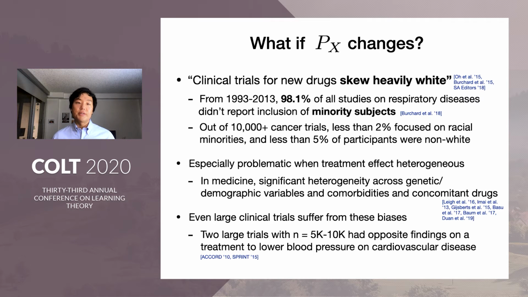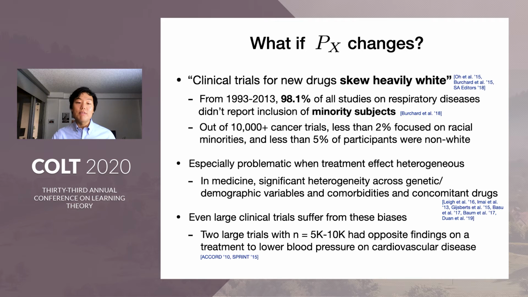Another really serious issue is that the data collection process is often extremely biased, and minorities are really not represented in typical studies. For example, from 1993 to 2013, 98% of all studies in respiratory diseases didn't report any inclusion of minority subjects. And this is despite the fact that Blacks are more likely to suffer from these diseases. And out of more than 10,000 cancer trials that were funded by the National Cancer Institute, less than 5% of the participants were non-white. And this is especially problematic when the treatment effect is quite heterogeneous, varying across covariates. And this is true in a lot of medical applications.